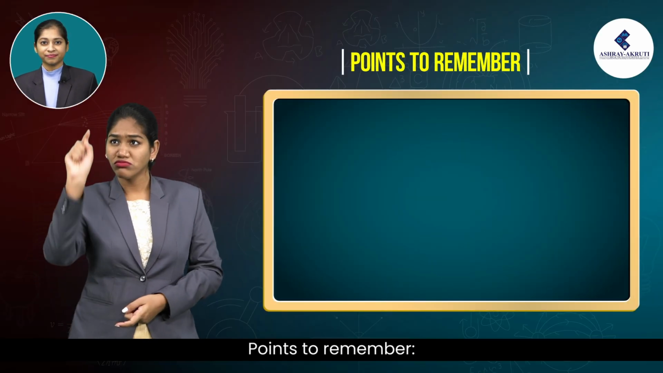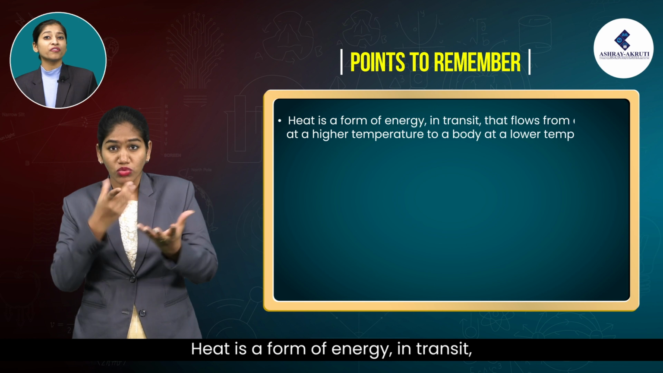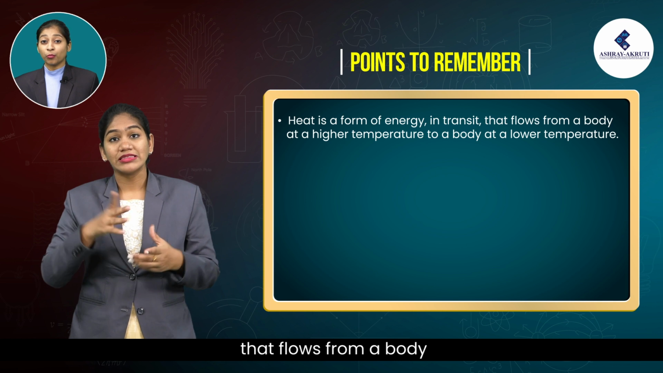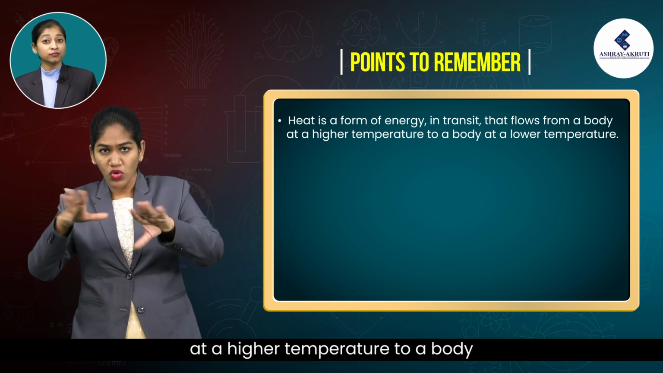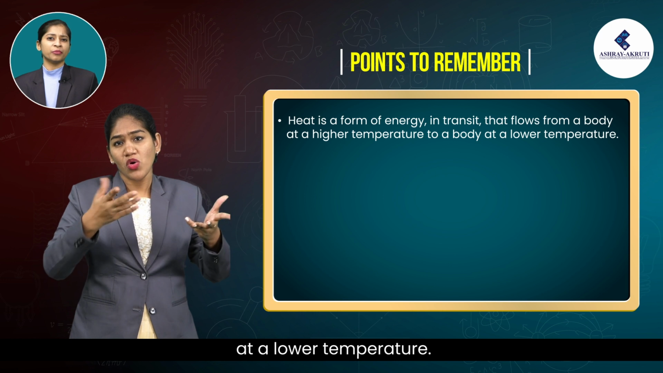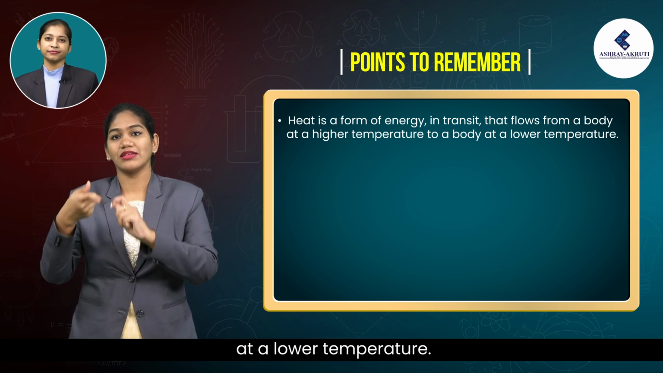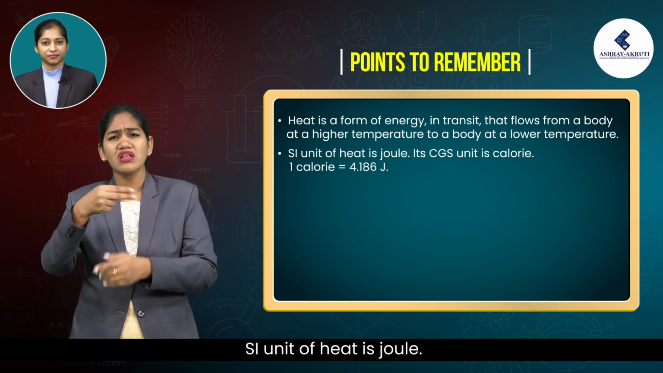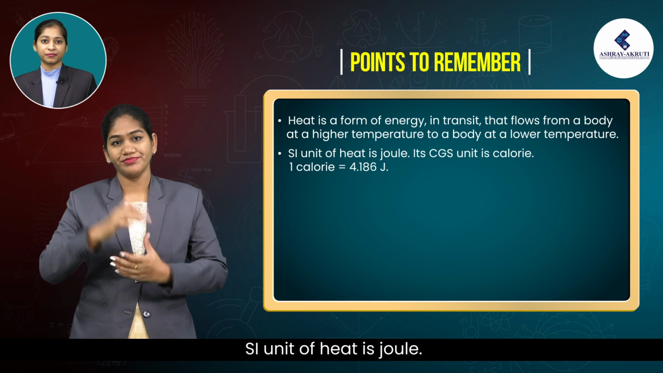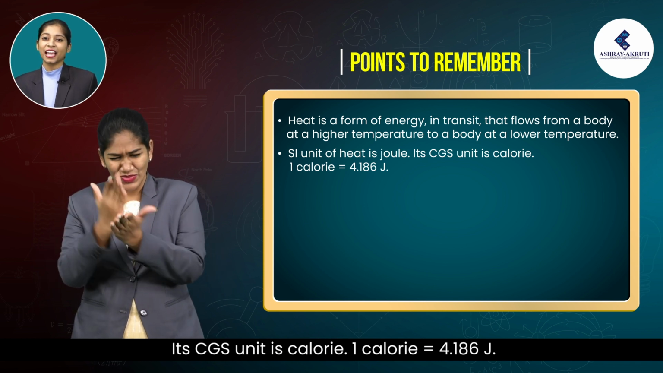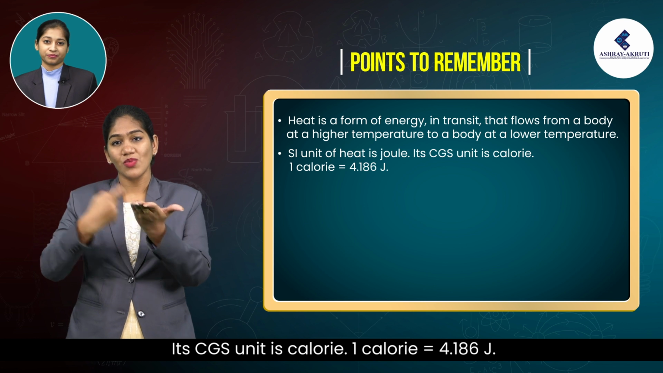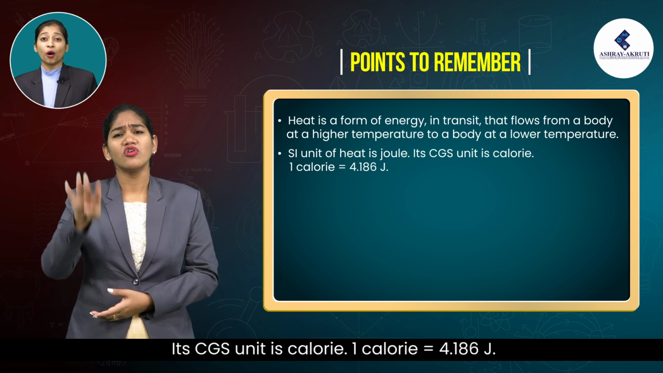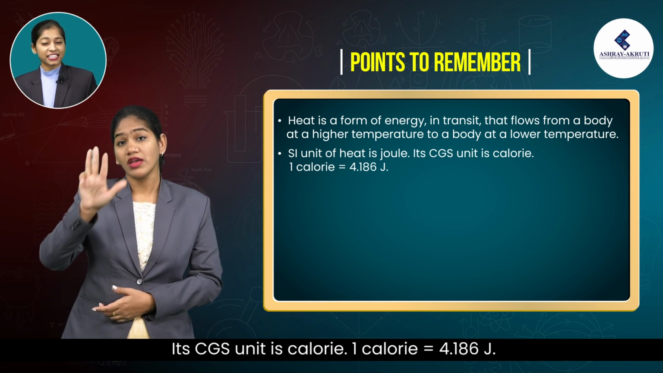Points to remember. Heat is a form of energy in transit that flows from a body at a higher temperature to a body at a lower temperature. SI unit of heat is joule. Its CGS unit is calorie. 1 calorie is equal to 4.186 joule.